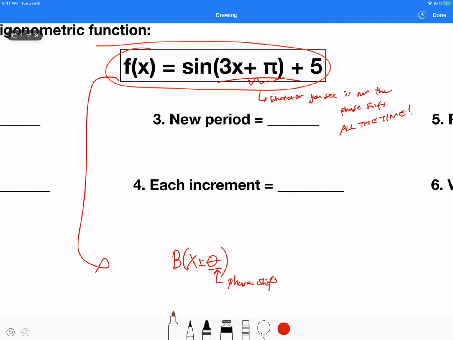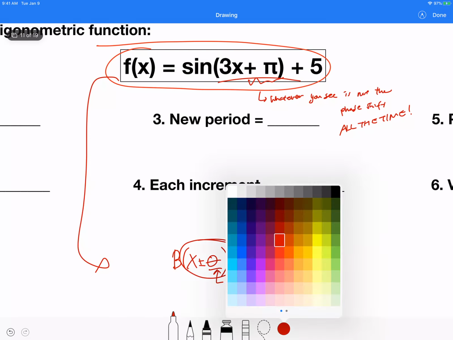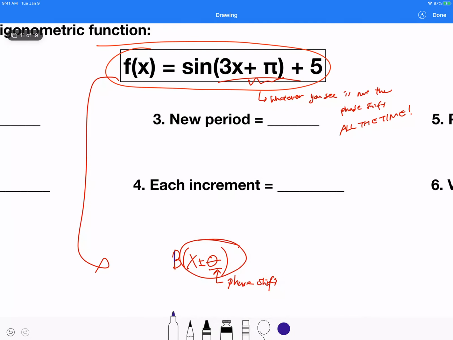Now notice in these particular equations that we have the parentheses apart from this letter b. So b has to be separate and it has to be outside the parentheses in order for it to be classified as a phase shift. Then that is the phase shift right here.